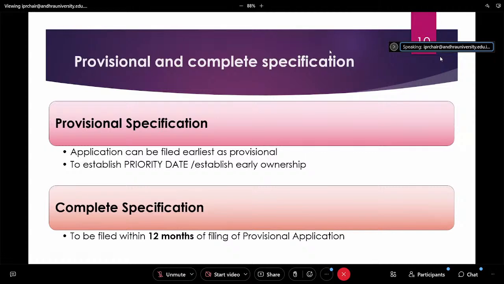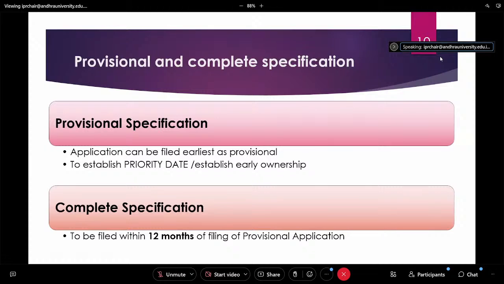For provisional and complete specification, as I told you, provisional will be filed as early as possible to establish the priority date. Application can be filed earliest as provisional. To establish the priority date and to establish early ownership in your application. What do I mean by early ownership is that me and my friend, we are working on the same thing. But I'm not saying that I'm working on the same thing. So I'm basically a bad person, doesn't matter. So what I'm doing, that I'm filing the patent application. I know that my data is not fully ready. I file the provisional specification.